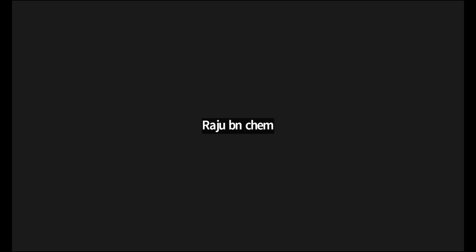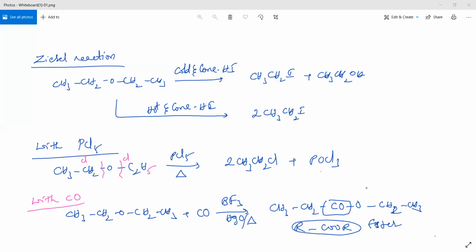Okay. So let us see the Zeisel method. The Zeisel method is used for estimation of alkyl groups. This uses cold concentrated HI and hot concentrated HI. With cold concentrated HI you will get alkyl iodide plus alcohol also. But with hot concentrated HI you will get only alkyl iodide. Only one product you will get.